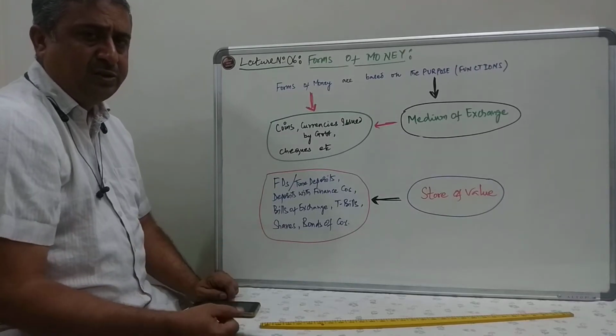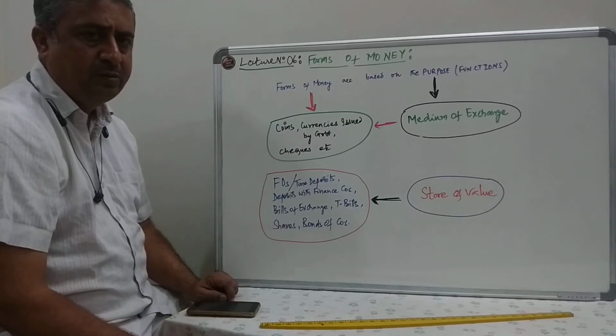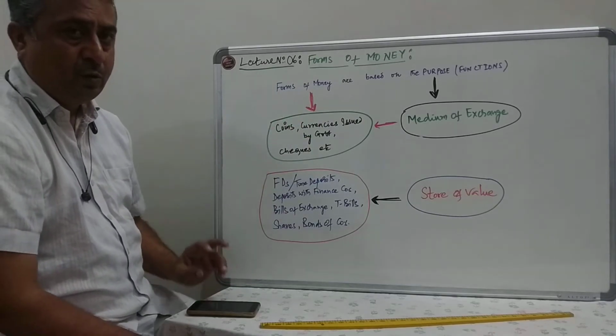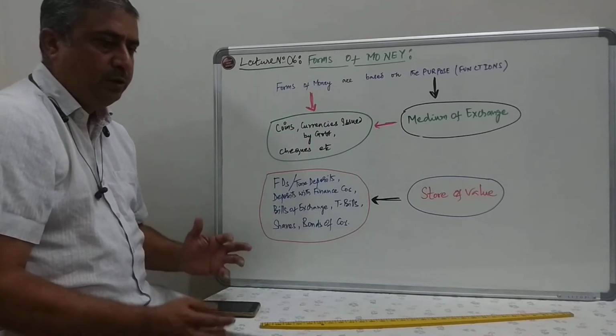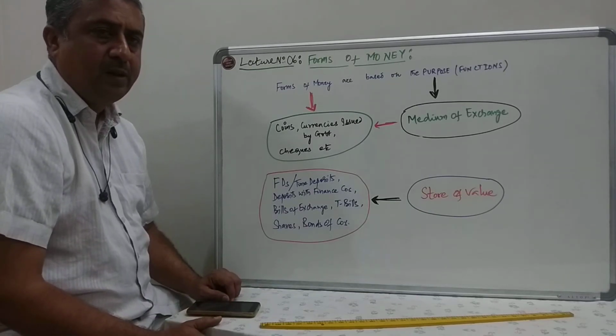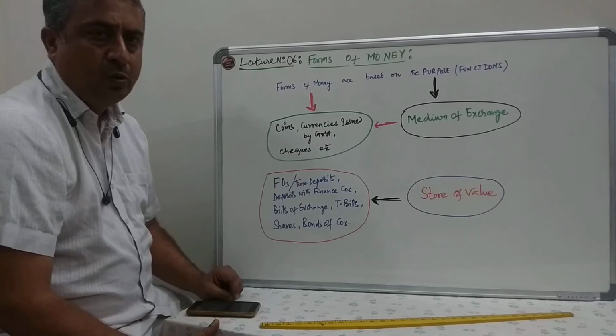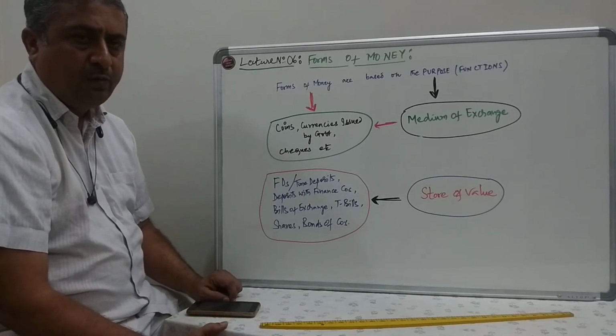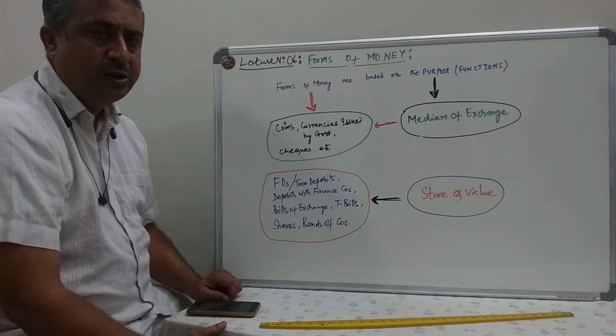Shares of different companies. Share certificate forms a form of money, quasi money. You can use those share certificates as collateral against a loan. They can be mortgaged, right, for a certain period or for a certain amount of time.